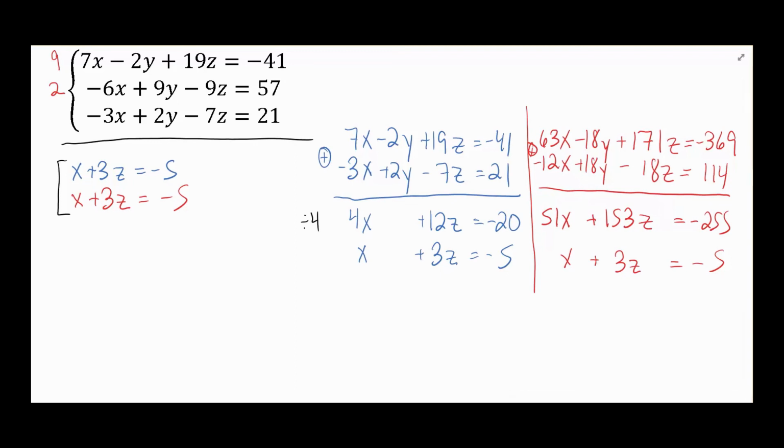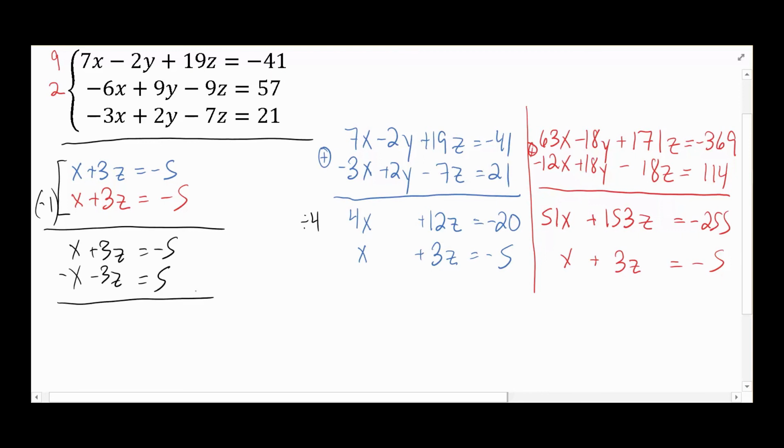Now we can fully convince ourselves of that if we multiply by negative 1 on the second equation. So we get x plus 3z equals negative 5, and negative x minus 3z is positive 5. Add these together to get 0 equals 0. We have infinitely many solutions.